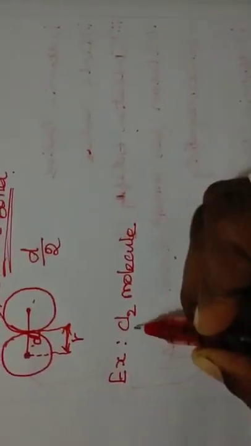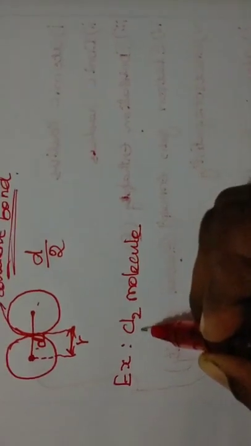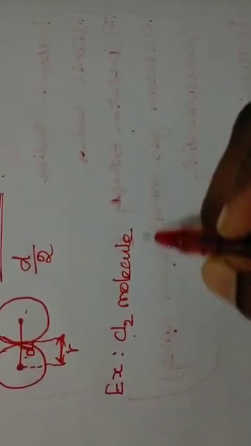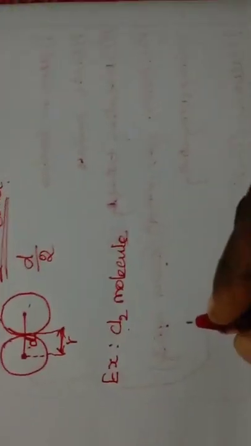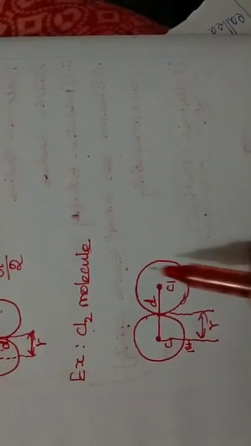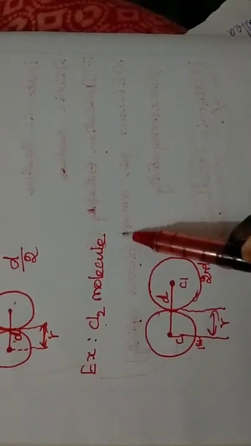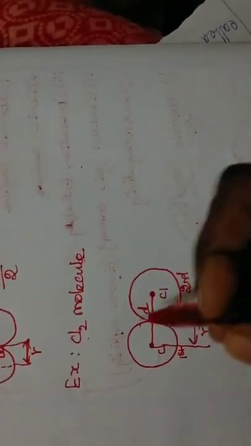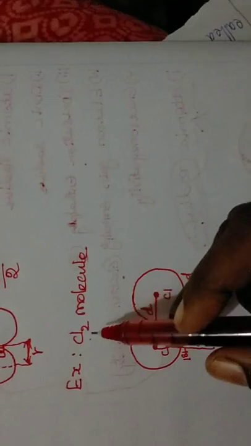Cl2, what is Cl2? Chlorine molecule. So Cl2 molecules means how to draw the structure of that chlorine molecule. For example, we took here a chlorine molecule. So how to draw the chlorine molecule?